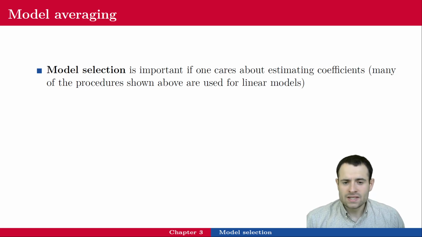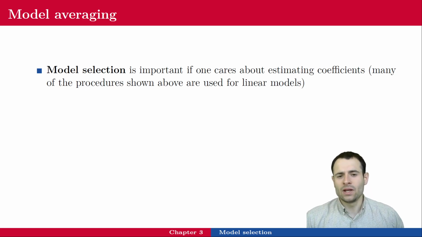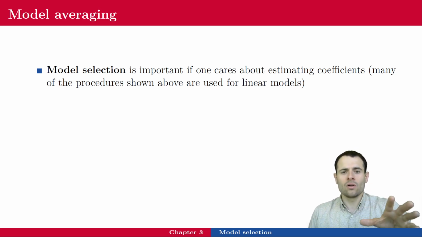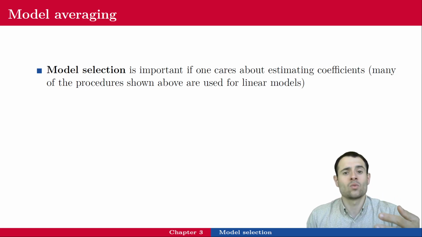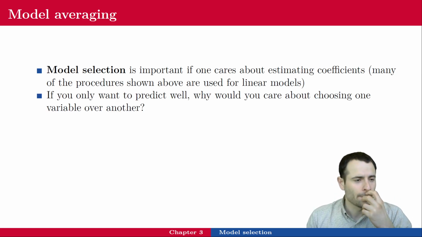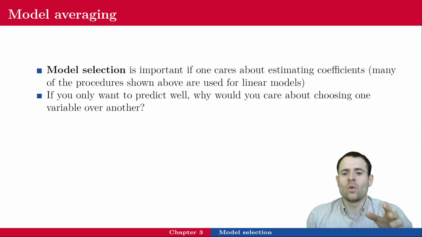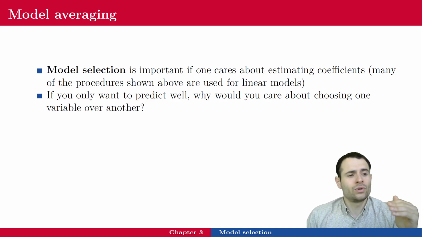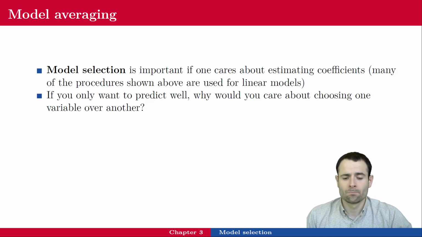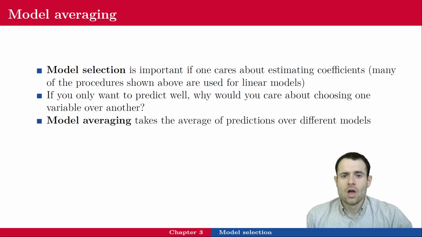Model selection is important if one cares about estimating coefficients. You want one model over another, which variables are the relevant ones. But if you only want to predict well, why do you want to include that variable versus another? Whatever predicts well, and that's what you're going with. Best test error, for instance. So model averaging is ignoring model selection.